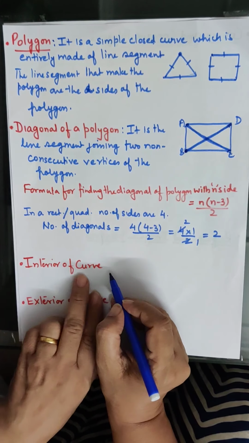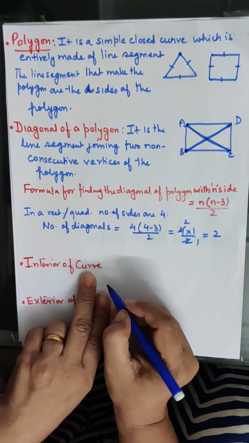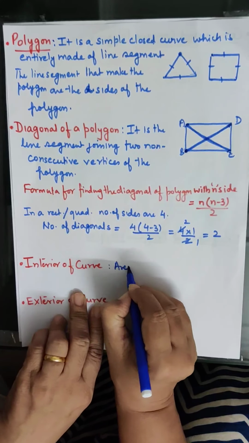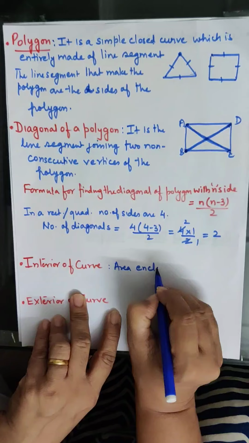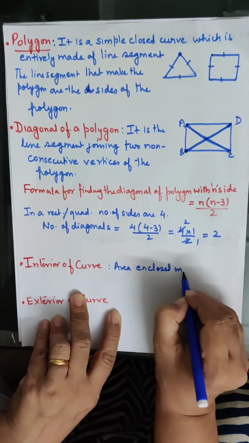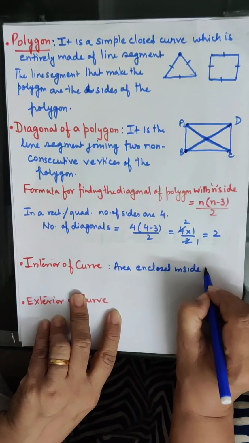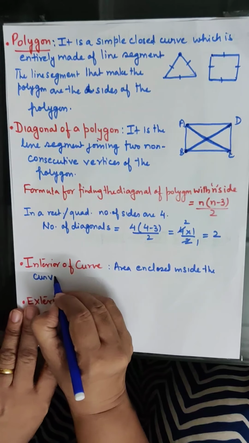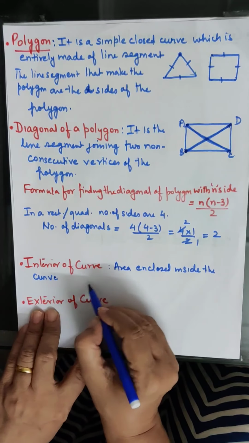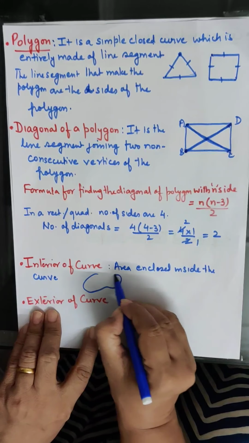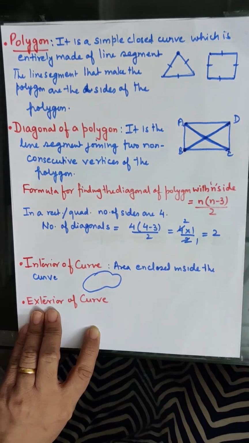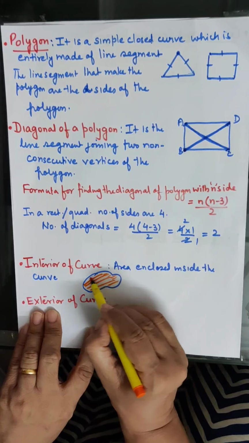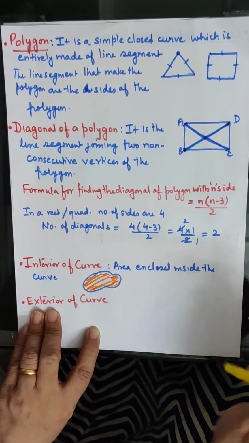Now next in the definition is interior of the curve. What is interior of the curve? It is the area enclosed inside the curve. जैसे ये कोई कर्व है, तो इसके अंदर में जो एरिया एनक्लोज होगा that is called the interior of the curve. इसके अंदर वाला.